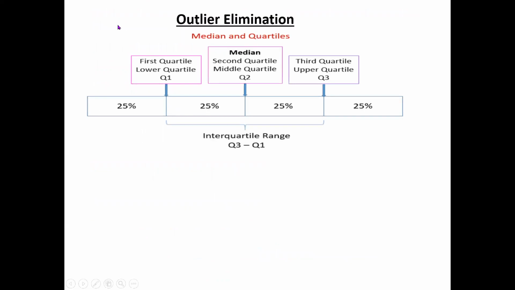So what have we learned up to now? This is what I explained in the earlier slides. The 4 parts make up 100%. After the first 25% we call it Q1, and the next 25% we call it Q2, which is nothing but the middle.